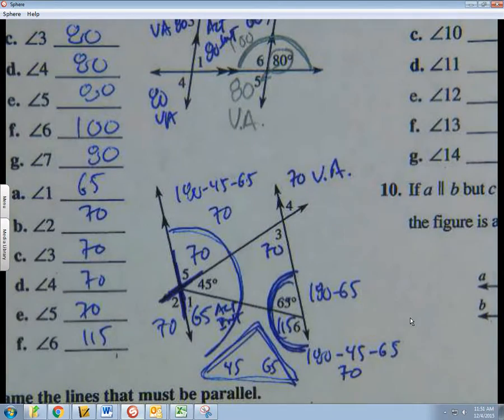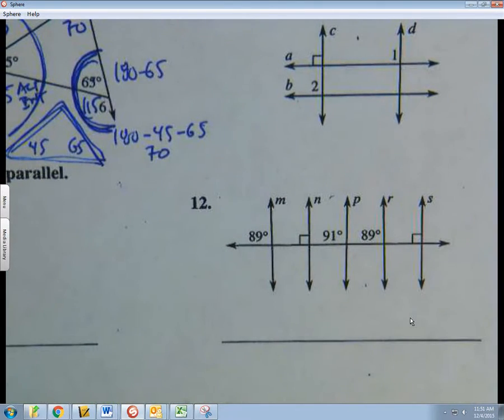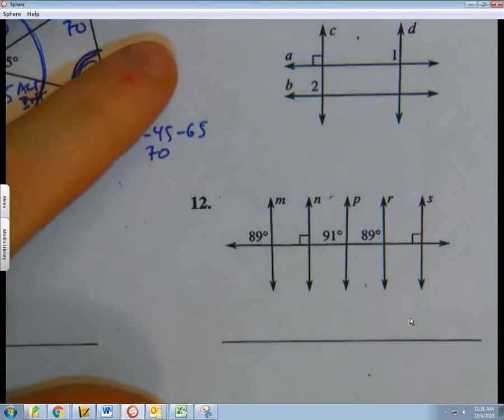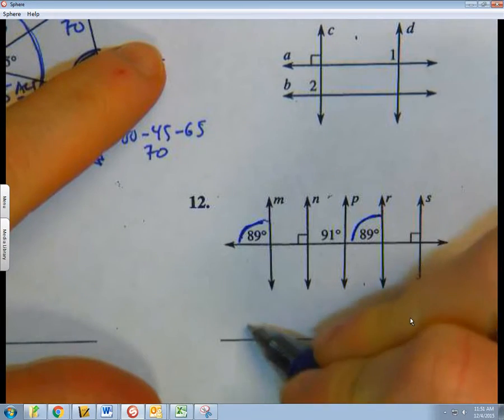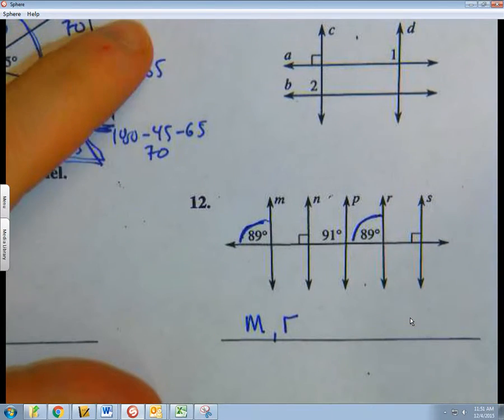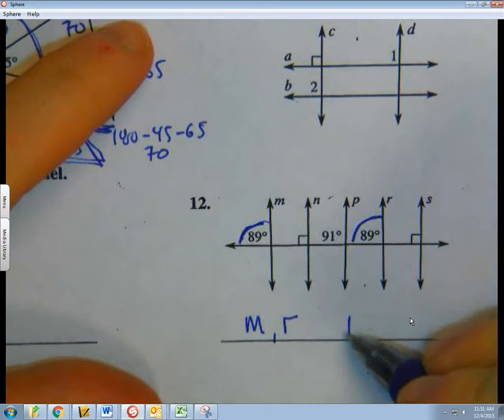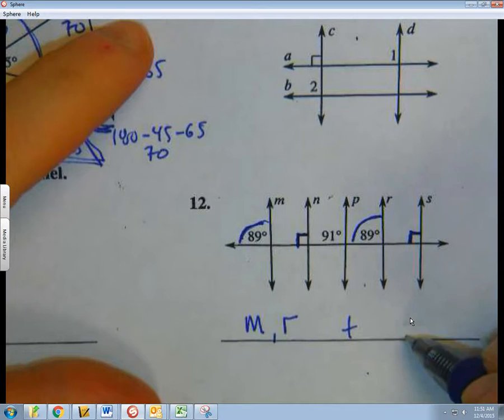All right, so hopefully that's in a good place. Last kind of thing down here. Name the lines that have to be parallel. So really you're just looking for congruence in the angles. So 89 is the same as 89. That means M and R will be parallel. And you got 90 and 90, so N and S.